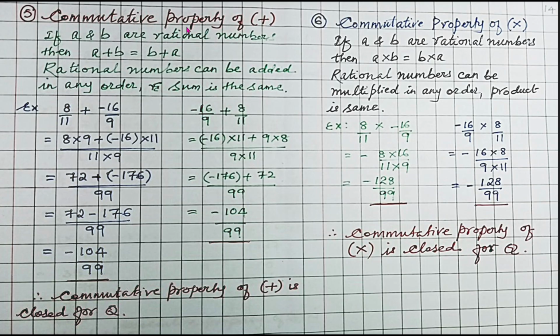Now, let us consider the commutative property of addition of rational numbers. If a and b are rational numbers, then a plus b is equal to b plus a. It means that rational numbers can be added in any order, the sum is the same.